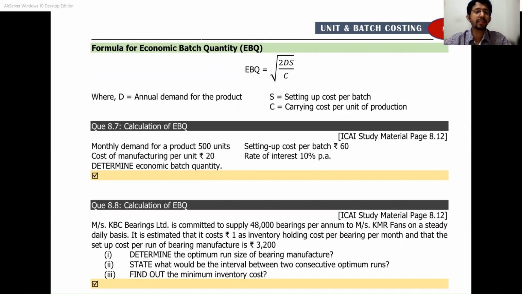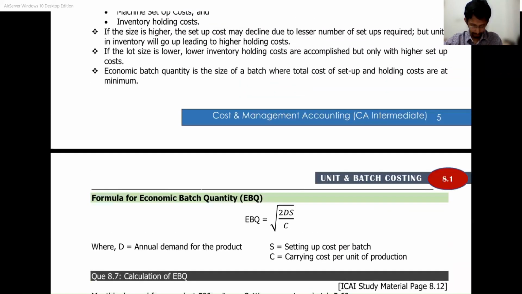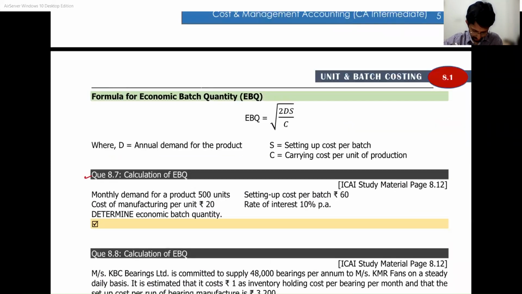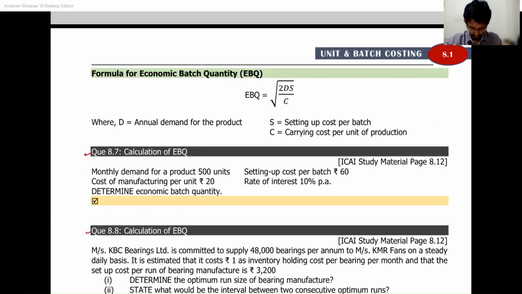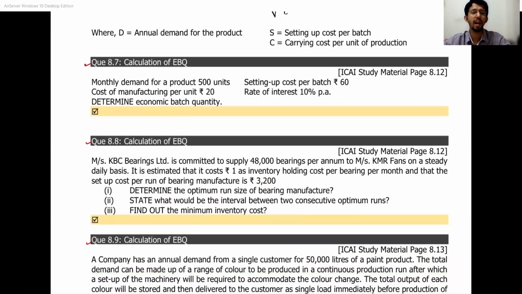Friends, in today's lecture, we are going to see certain questions from chapter number 8. Basically, we are going to do question number 8.7, then 8.8, and then 8.9. All these questions are about the calculation of economic batch quantity.